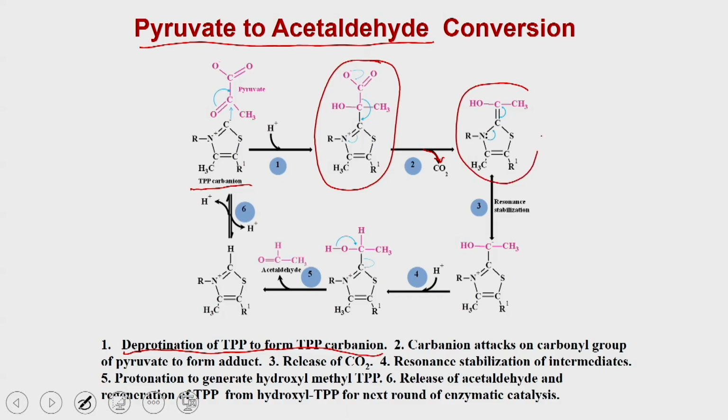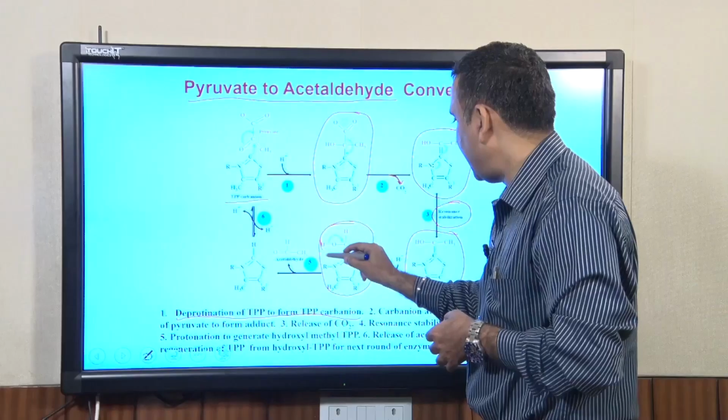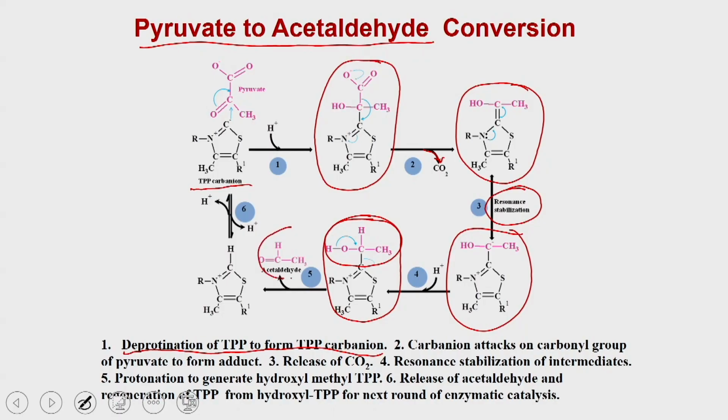intermediate. This intermediate is then being stabilized by resonance to generate this intermediate, and ultimately in step 4 from this intermediate you are going to have the protonation to generate the methyl derivative of the TPP, and at the end the acetaldehyde is being generated. So, this acetaldehyde is being generated from these reactions, and the TPP is being regenerated on the enzyme which catalyzes the same reaction again and again.